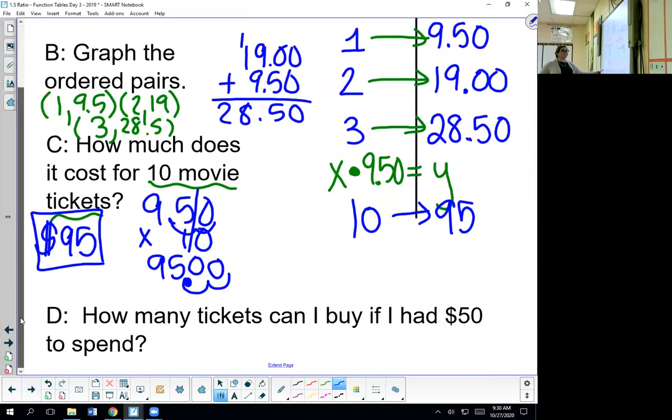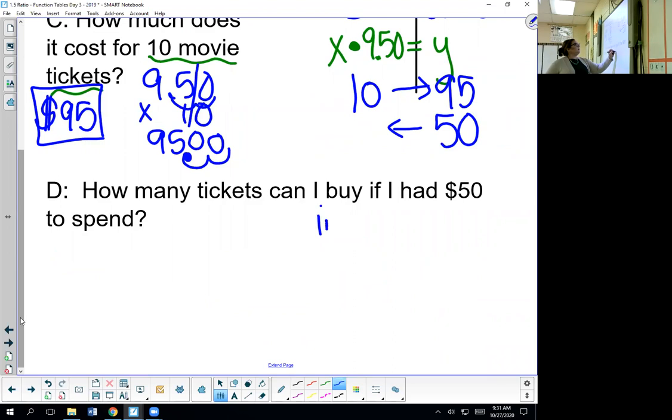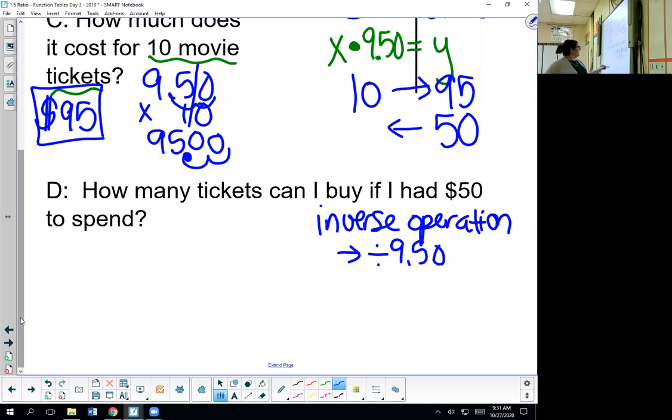Now, of course, we have to do it. How many tickets can I buy if I had $50 to spend? Okay, so I only have $50 to spend. I want to go in the opposite direction. Well, you would do again the inverse operation. I am going to use divide by 9.50. So I'm going to take $50 and I'm going to cut it into 9.5 or 9.50.